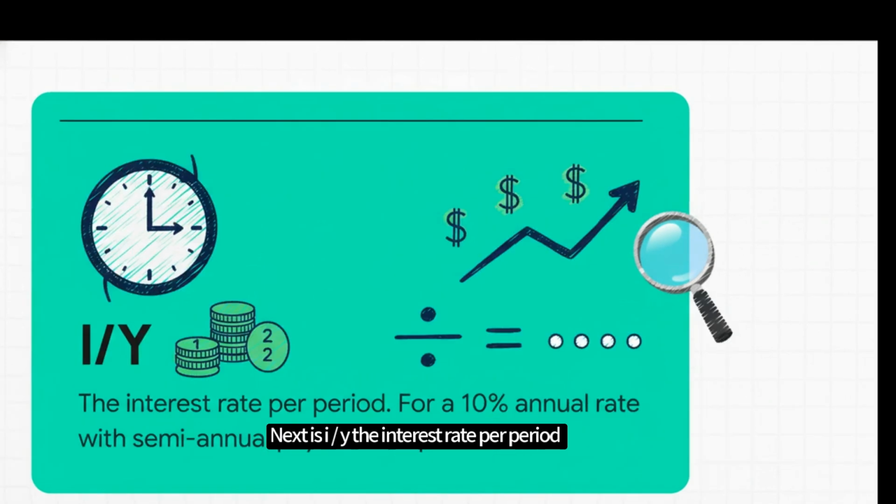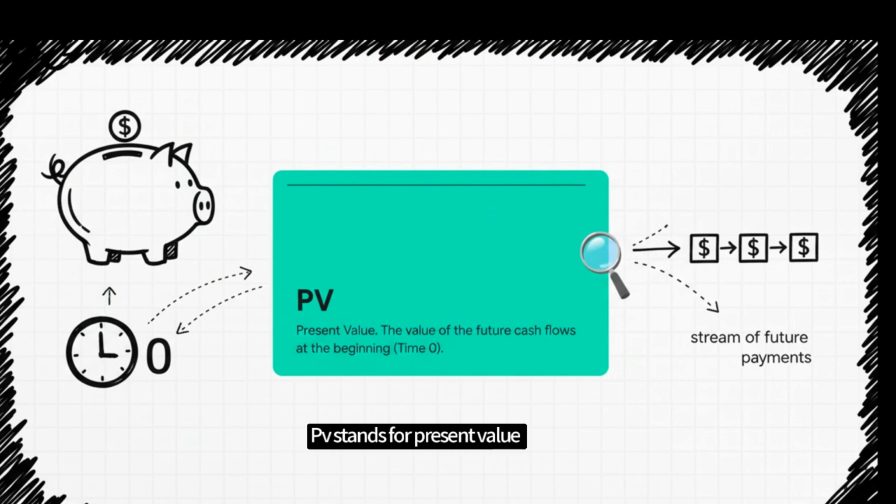Next is I/Y, the interest rate per period. And just like N, it has to be on the same page. If the annual rate is 10%, but you're compounding semi-annually, what's your I/Y? You got it, it's 5. 10% divided by 2. And a pro tip, you almost always enter this as a whole number, so just punch in 5, not 0.05.